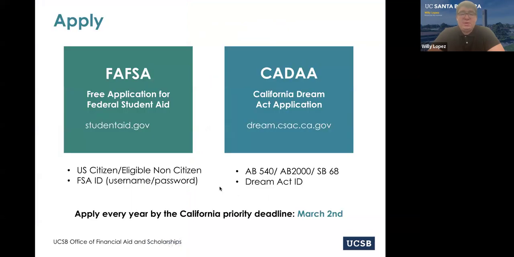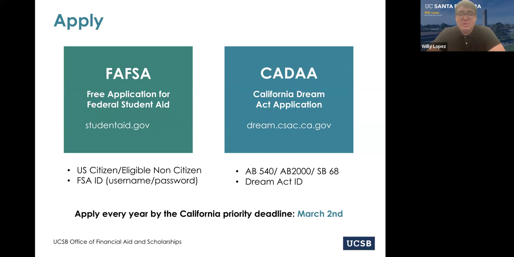There are two forms of applications that come with financial aid that the student must fill out prior to accepting or making a decision on what school they will attend in the fall. That is the FAFSA application or the CADA application. The FAFSA is primarily for U.S. citizens or eligible non-citizens, and it requires a federal student aid login. It has step-by-step instructions on how to fill everything out, as well as informational tools to help you get the necessary information.